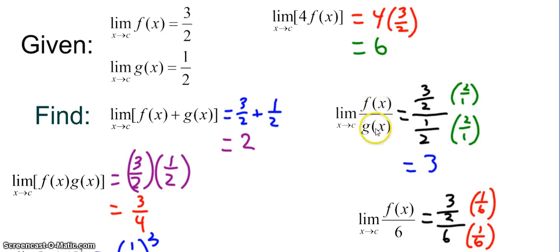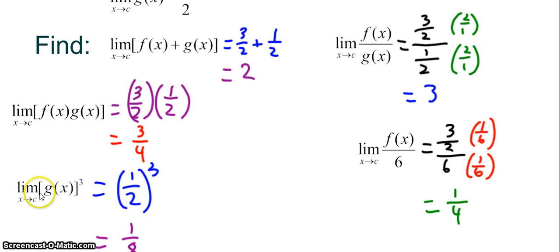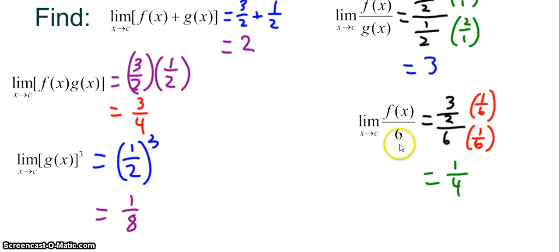The limit as x goes to c of f of x over g of x is 3 halves over 1 half. I multiplied the numerator and denominator by the reciprocal of the denominator, and I get 3. The limit as x goes to c of f of x times g of x is 3 halves times 1 half, which is 3/4. The limit as x goes to c of g of x quantity cubed is 1 half cubed, which is 1/8. And the limit as x goes to c of f of x over 6 is 3 halves over 6. So I multiply the numerator and denominator by the reciprocal of the denominator, and I get 1/4. Fantastic. Any questions? No? Good.